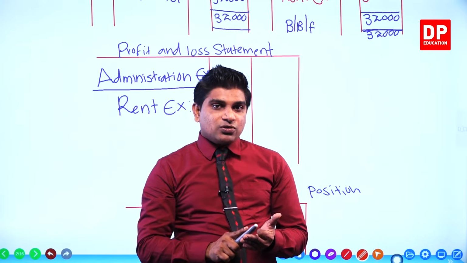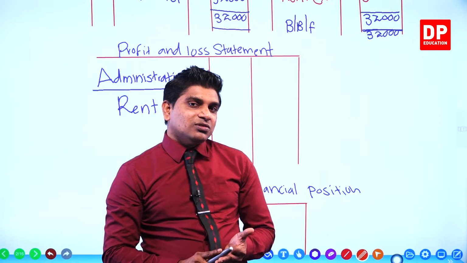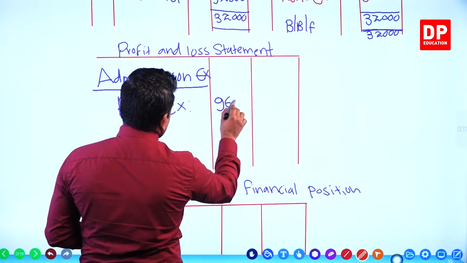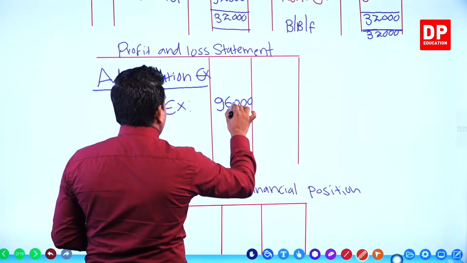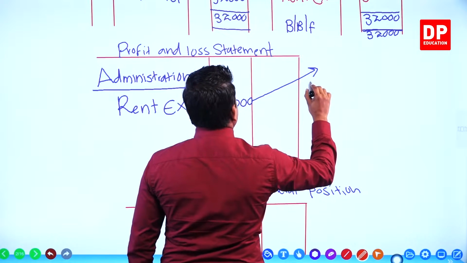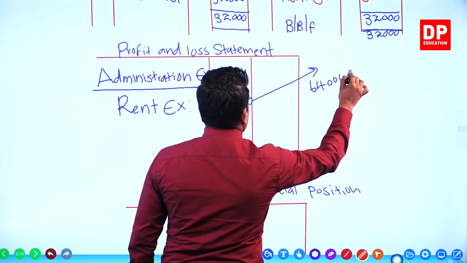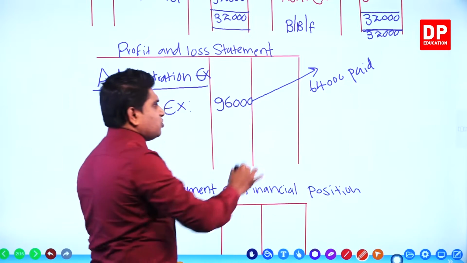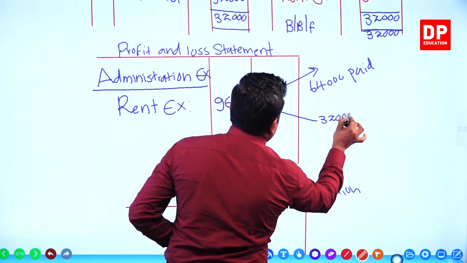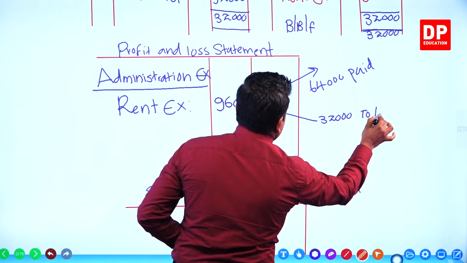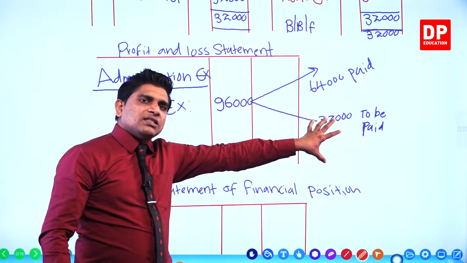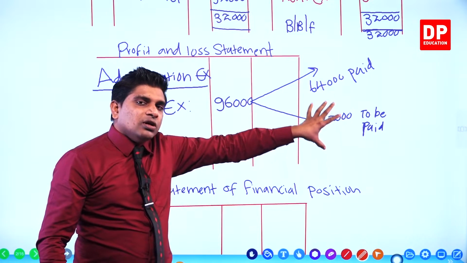32,000 or 96,000? You see the above account now, the rent expense account. Total how much? 96,000. This includes paid. If you want, I can classify them. This includes paid 64,000. I just draw this so you understand. And the other 32,000 is what? To be paid. So to be paid 32,000, paid 64,000.